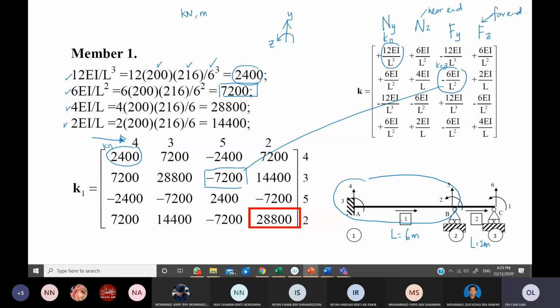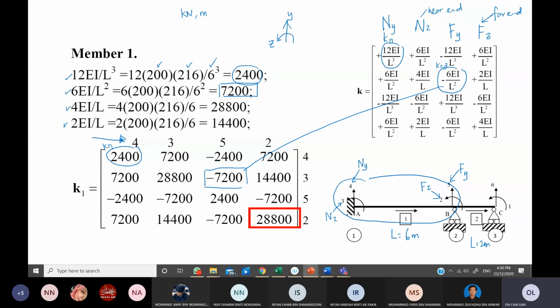So then from this element 1, can you try? Yeah, the answer is given to you. 4, 3, 5, 2. Why is it like that? So it means that you look at this 4 is near end Y. This 3 is near end Z. So you name accordingly. And then 5 is far end Y. And this 2 is far end Z. Are you okay, class? Yes. Okay, thank you.